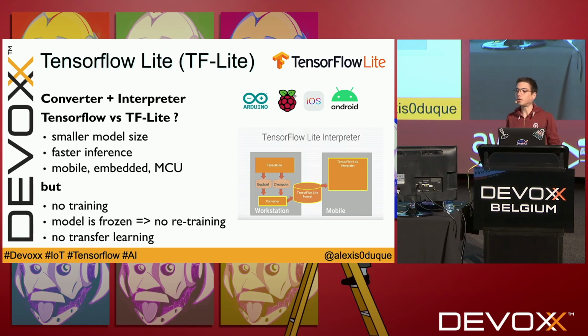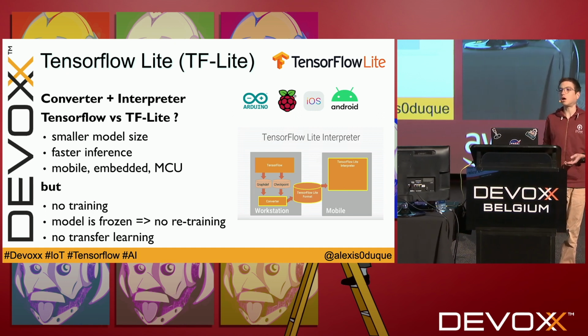TensorFlow Lite mainly targets low-end devices like mobile phones, so it supports iOS, Android, also Raspberry Pi, embedded Linux, and recently some tiny devices like microcontrollers. So basically it's Arduino. TensorFlow Lite comes with two components. The first one is a converter that helps you convert a Keras model, a model that you have trained with TensorFlow, into TensorFlow Lite format. And it comes with an interpreter that is basically used to do inference on the device.